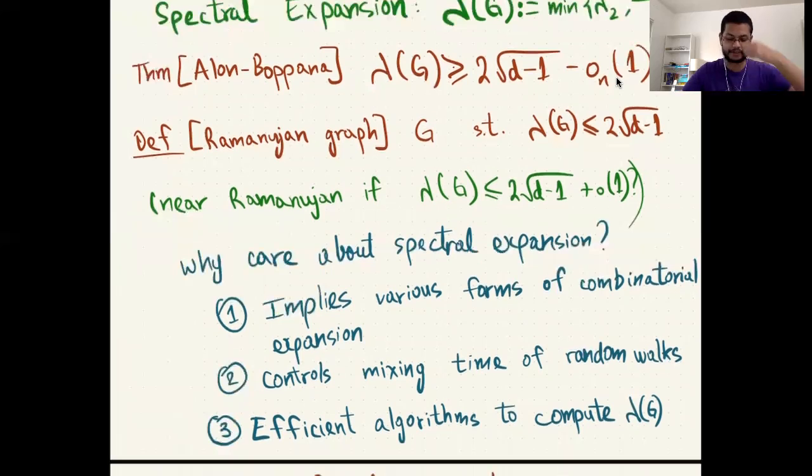Now, why should we care about spectral expansion? The first thing is it actually implies various forms of combinatorial expansion. In particular, good spectral expansion implies good edge expansion in the graph. Second, it controls the mixing times of random walks. The smaller lambda of G is, the faster a random walk mixes. And finally, there exist efficient algorithms to compute lambda of G. So if we wanted to know whether a graph is a good edge expander, one way would be to check whether it's a good spectral expander by computing the second largest absolute eigenvalue. And if it's small, we know it's a good edge expander.